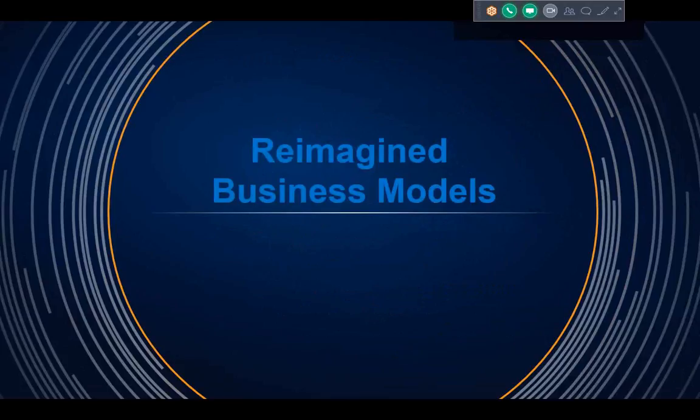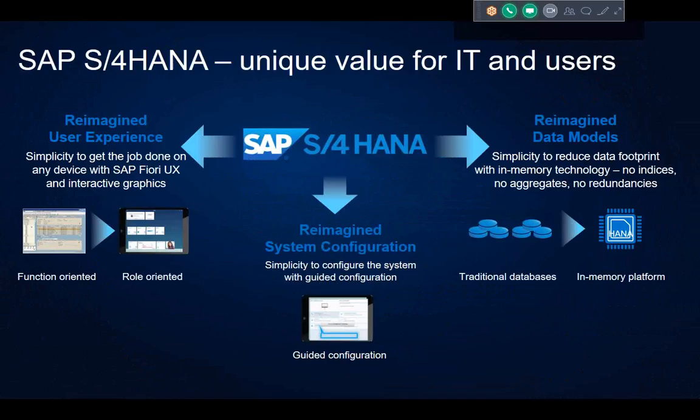Now, we must understand that in SAP S/4HANA, some of the business process models change. It is not ECC on the HANA platform alone. There are a lot of other process changes. Now look here. SAP S/4HANA's unique value for both IT and users.